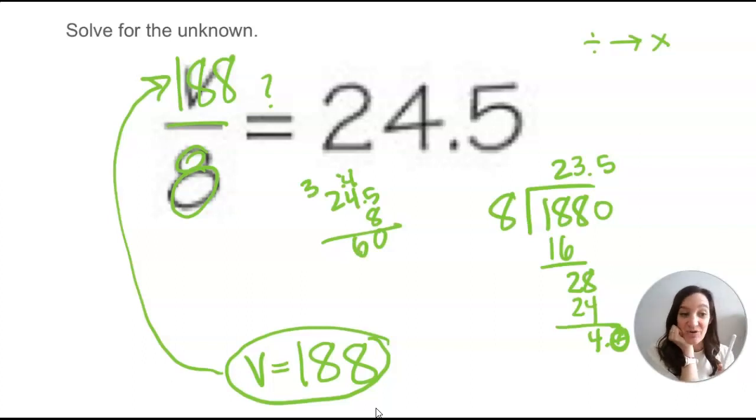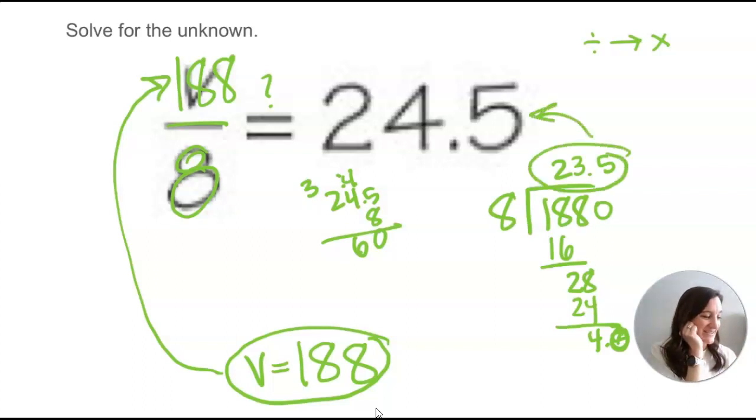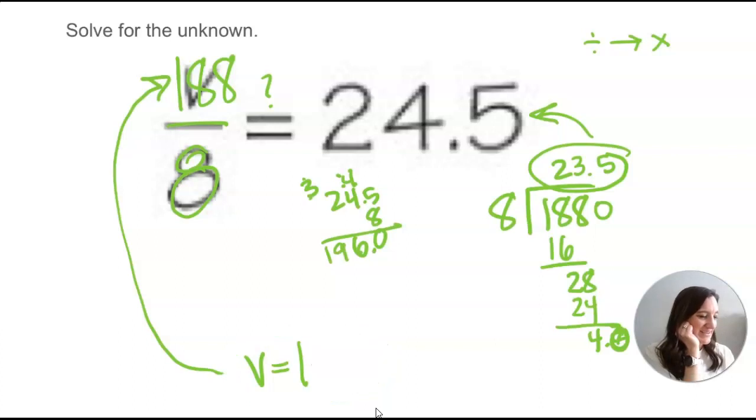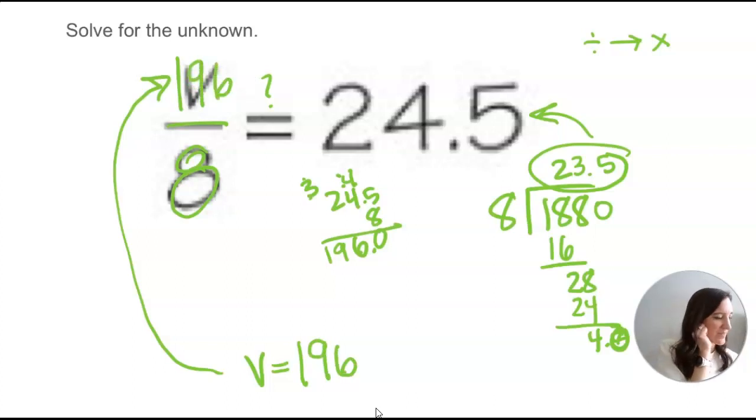I'm glad I checked my work because then I could see that, yeah, this is not the same as this. So I know I made a mistake. So 16, 17, 18, 19. So it's not 188. It's 196. All right, let's do a different color and check it.